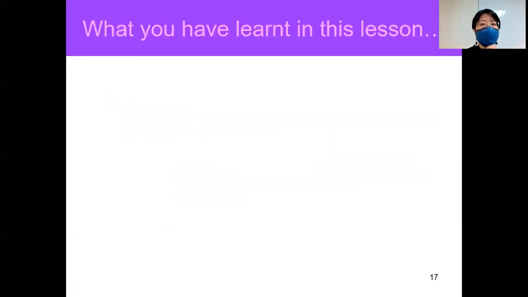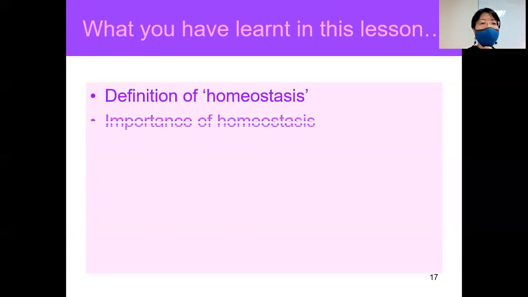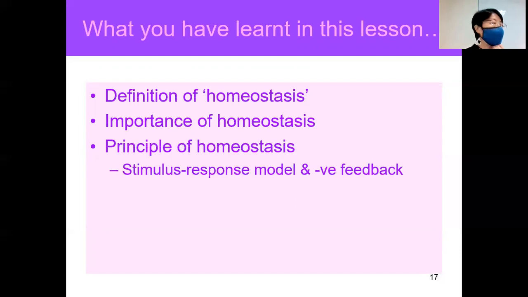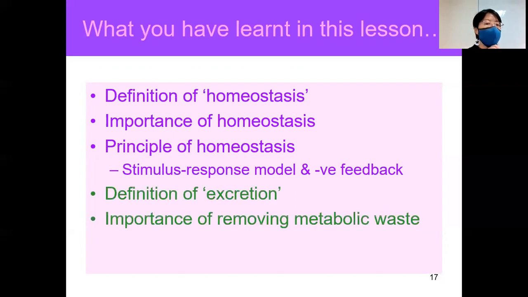Okay. So what you have learned in today's lesson is the definition of homeostasis, the importance of homeostasis, the principle of homeostasis, which is stimulus response model and negative feedback mechanism, definition of excretion, importance of removing the metabolic waste from the body because they're toxic, and then deamination and the urea formation.